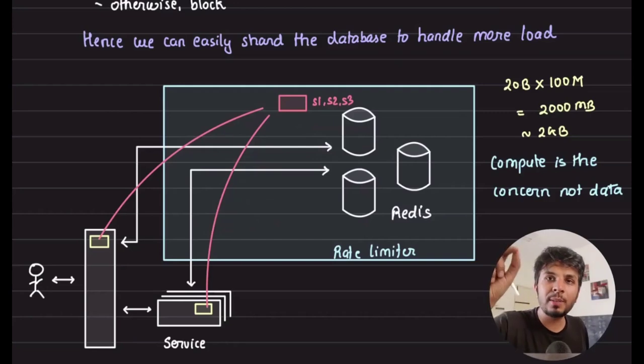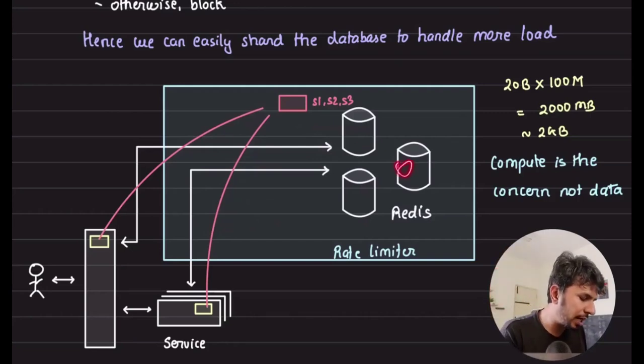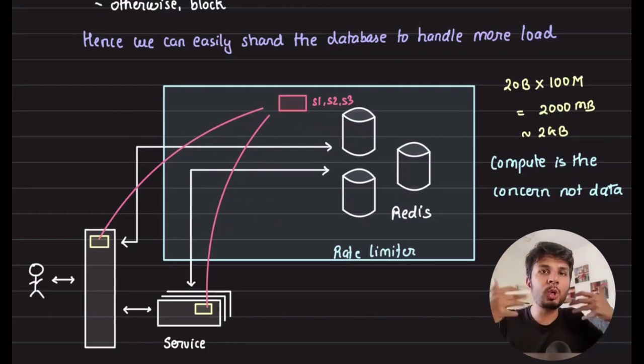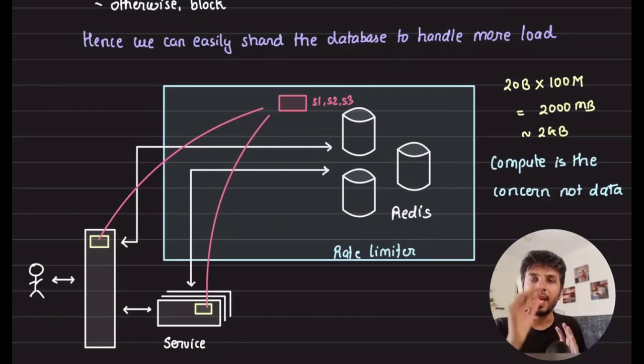So compute is the problem, not storage, because of which we would have to shard this database, right? Okay, always keep this in mind: why are we solving a particular problem, rather than just solving it for the sake of it? A simple crunching of numbers would help you make that decision really well.